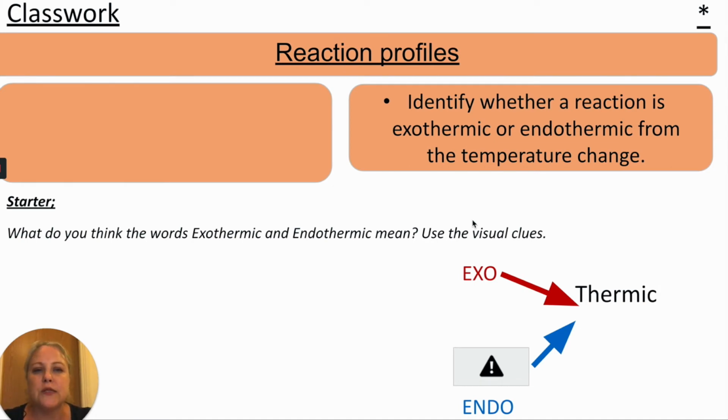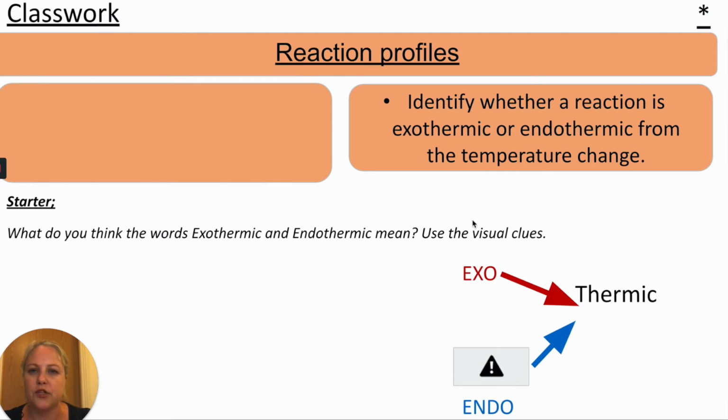So last lesson we talked about endothermic and exothermic reactions, and today we're going to be developing that knowledge a little bit further. So before we start, can you complete the starter activity, which is just to write down what the words exothermic and endothermic mean based on your work from last lesson. Okay, so pause the video. If you're following along on the worksheet, just pause the video and answer the first question.